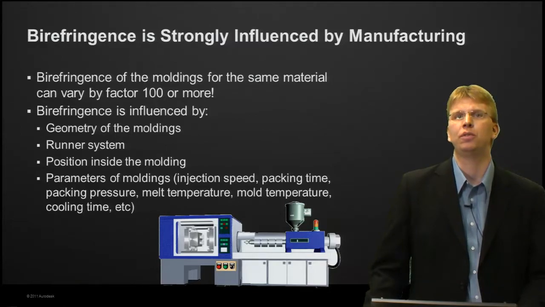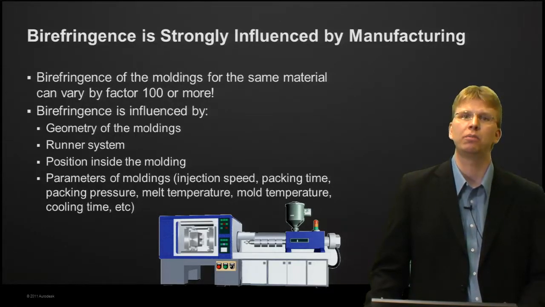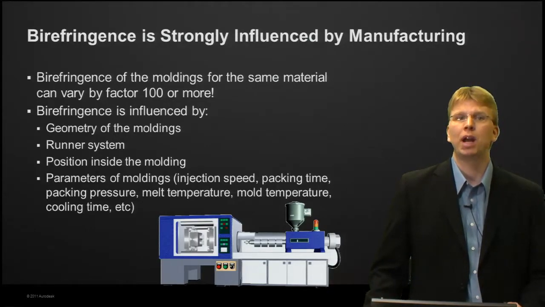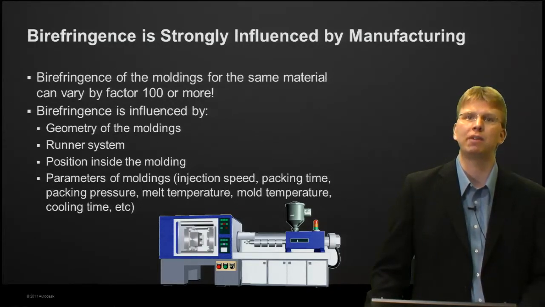Birefringence is strongly influenced by the manufacturing process. For instance, in injection molding, birefringence can vary by a factor of 100 or more for the same material inside of one part. And birefringence is influenced by the geometry of the moldings, the type of runner system that you're going to use, the position inside of the molding, and the parameters of the molding. So as you set up the machine, things like injection speed, packing time, packing pressures, temperatures in terms of melt and mold, and cooling time all have an influence.